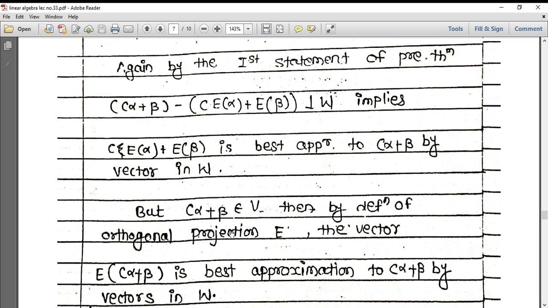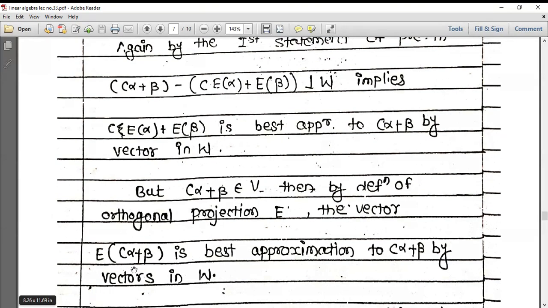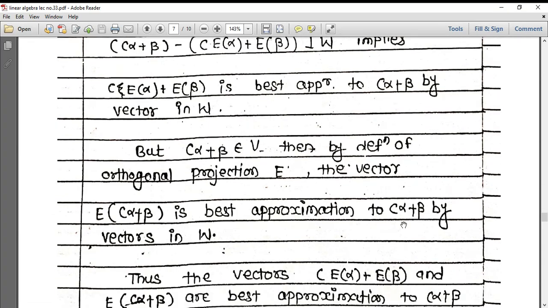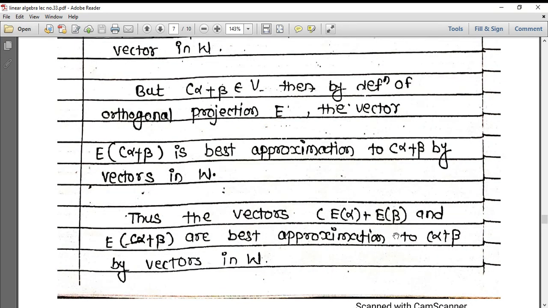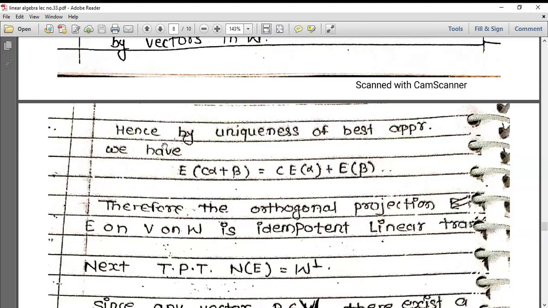Then by the definition of orthogonal projection E, the vector E of C alpha plus beta is the best approximation to C alpha plus beta by vectors in W. Thus, the vectors C into E of alpha plus E of beta and E of C alpha plus beta are both best approximations to C alpha plus beta by the vectors in W. Hence, by the uniqueness of the best approximation, we have E of C alpha plus beta is equal to C into E of alpha plus E of beta. Therefore, the orthogonal projection E on V on W is an idempotent linear transformation.